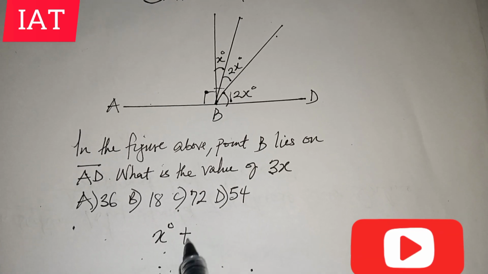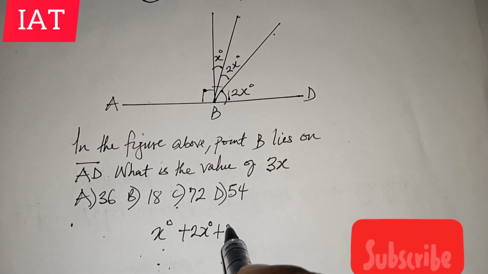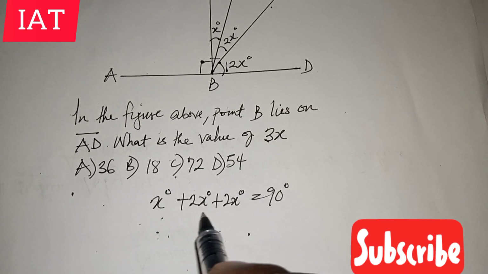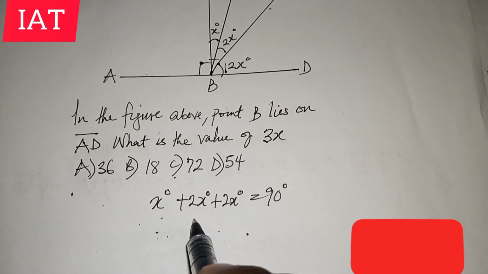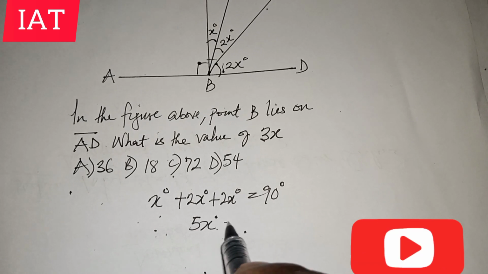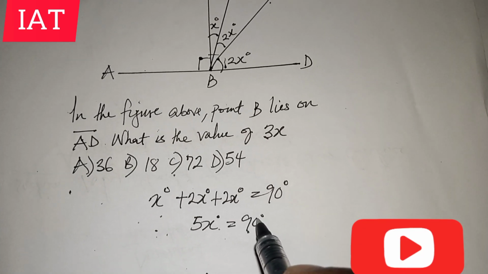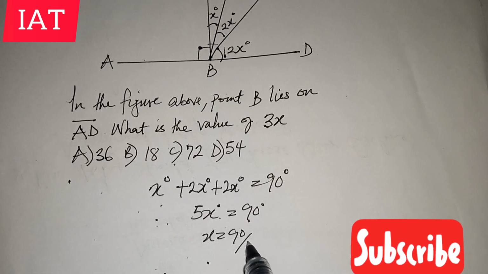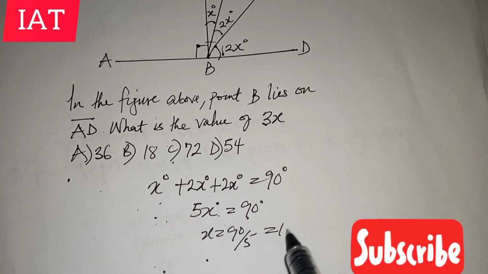x degrees plus 2x degrees plus 2x degrees equal to 90 degrees. And if you sum this up, we have 5x degrees equal to 90 degrees. So what will become of this? x will be equal to 90 divided by 5, and the result to this is 18.